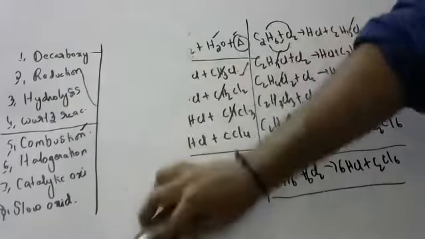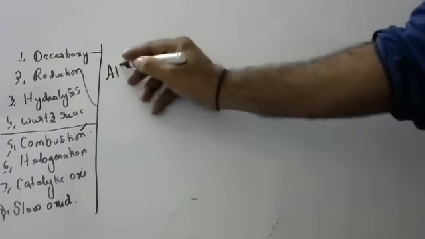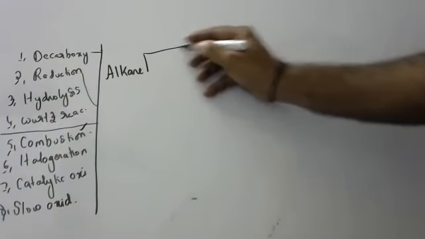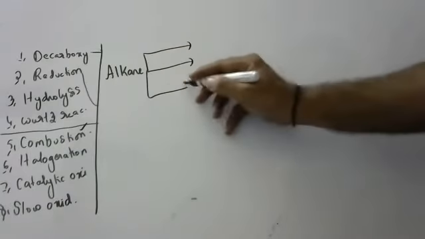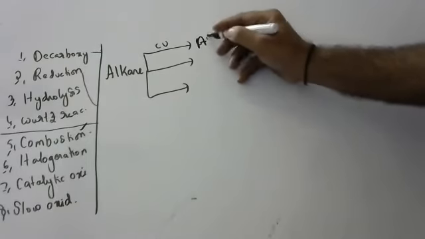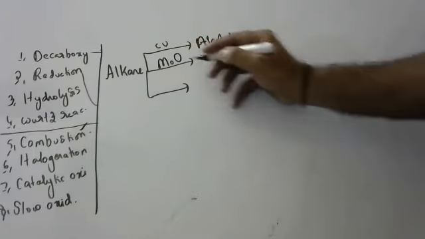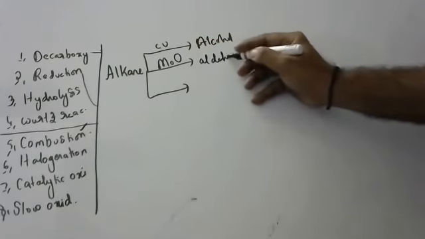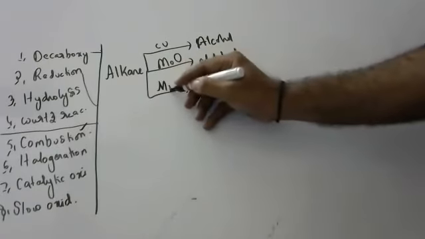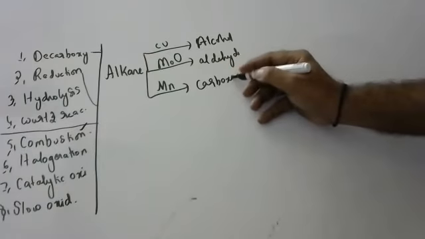Next, catalytic oxidation. What is catalytic oxidation? Take alkane and go for oxidation. If you do oxidation in presence of copper, you will get alcohols. If you do oxidation in presence of molybdenum oxide, you will get aldehydes. If you do oxidation in presence of manganese, you will get carboxylic acid.